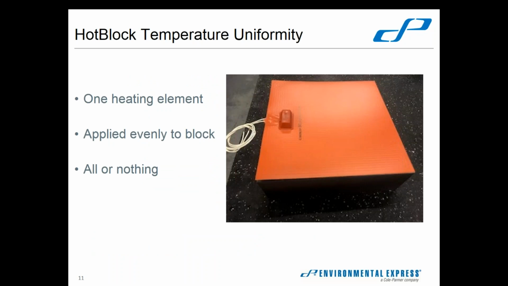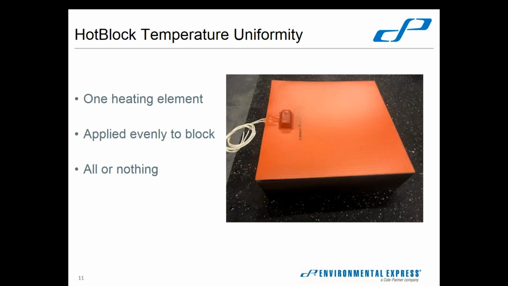So those of you who have done maintenance on our blocks on your own may have seen this already. This is just the graphite block upside down, and that orange you see is our heating element. As you can see, it is one solid block with a heating element underneath it. It's applied evenly across the entire surface of the block, and it's an all or nothing thing. You can't just heat one well. You can't just heat part of the block.